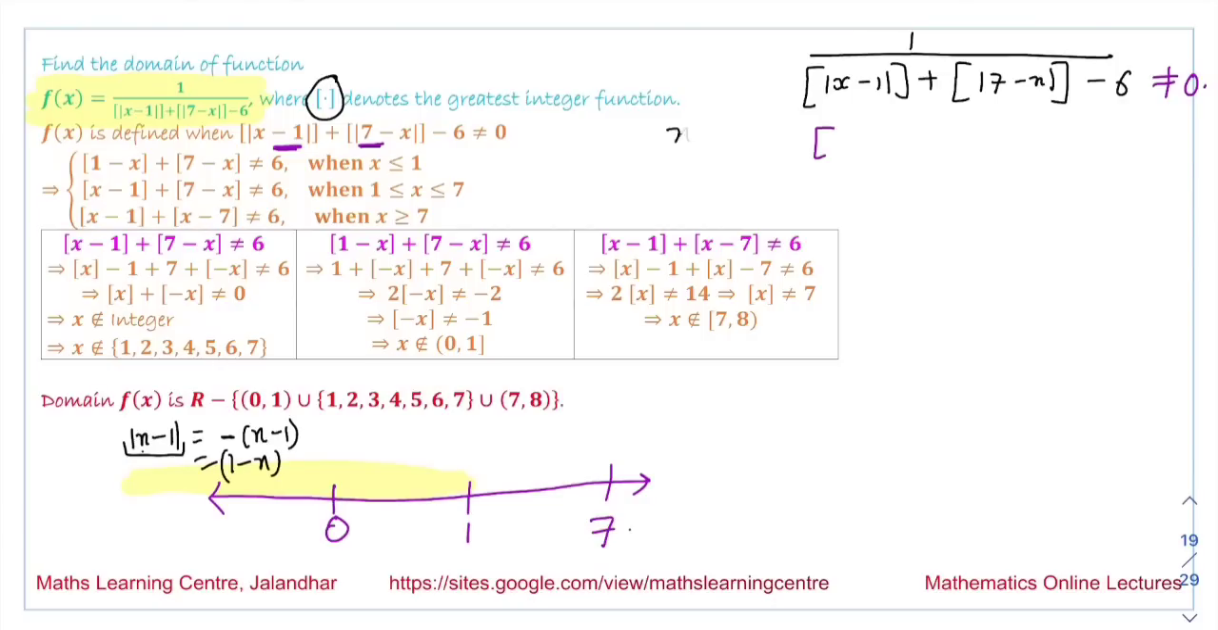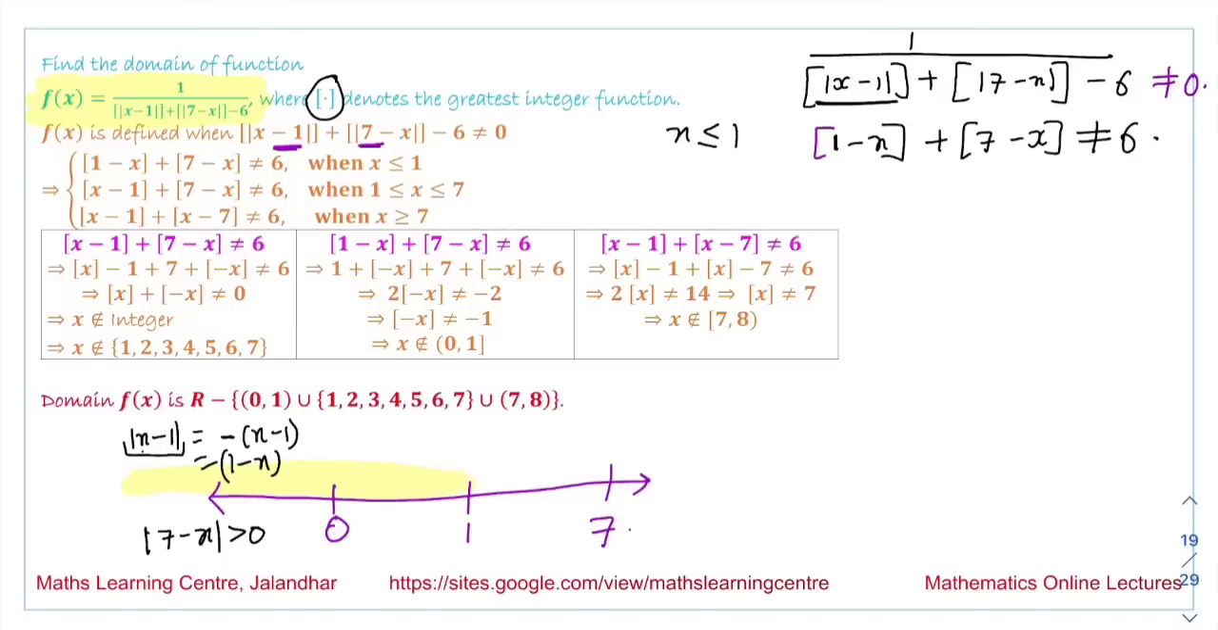So we are talking about the case when x is less than or equal to 1. This term will become 1 minus x, and for the term mod of 7 minus x, since the value of x is less than 1, this is greater than 0, so the mod will be removed and we are left with 7 minus x, and this should not be equal to 6.